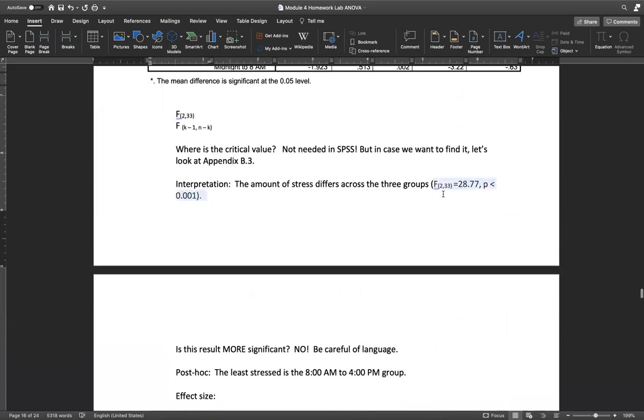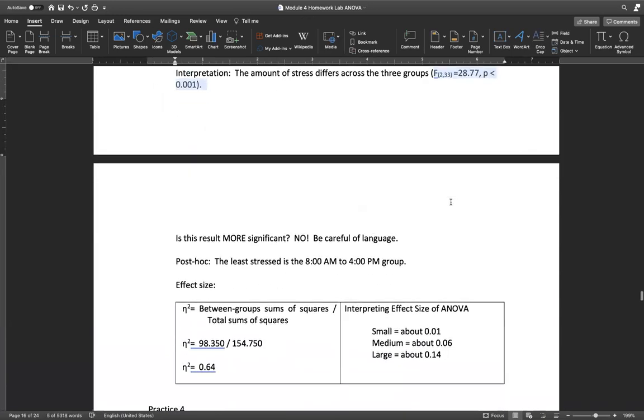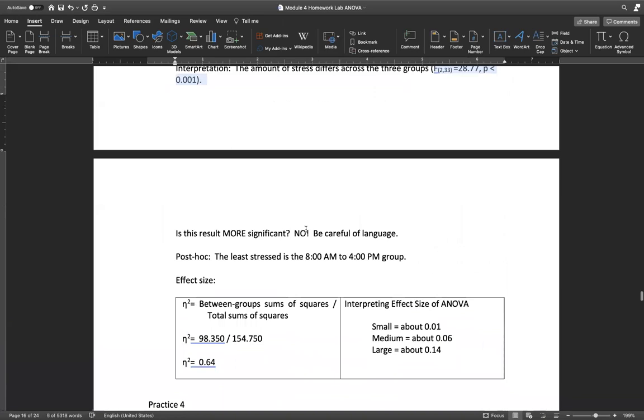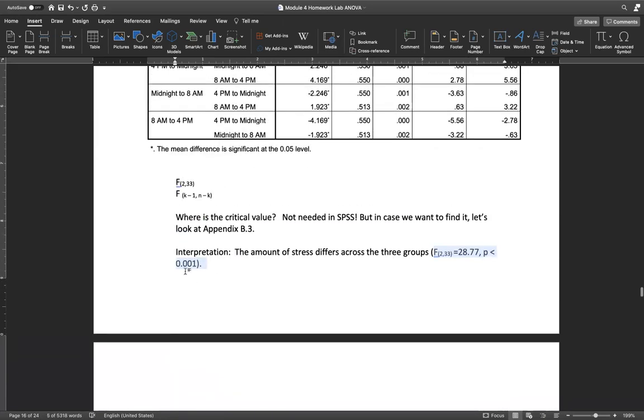Right, so here's how I would report it. Okay, now, is this result more significant because it's at the 0.001 level?